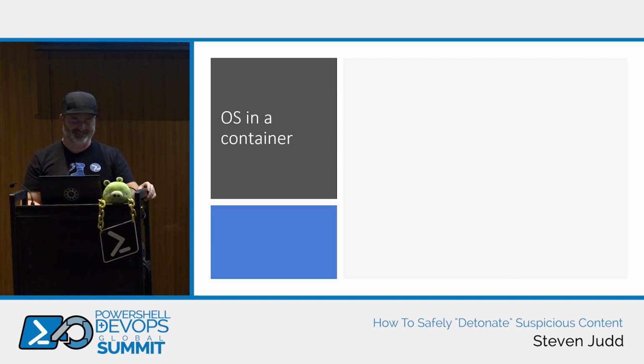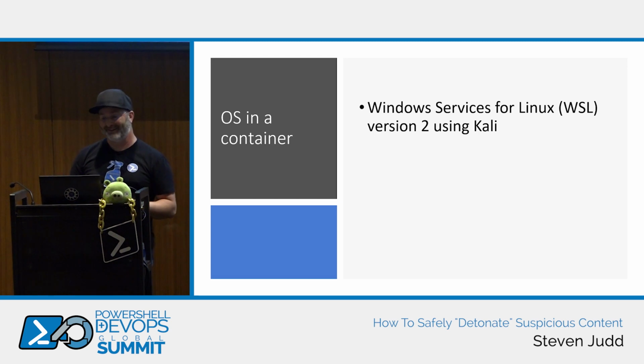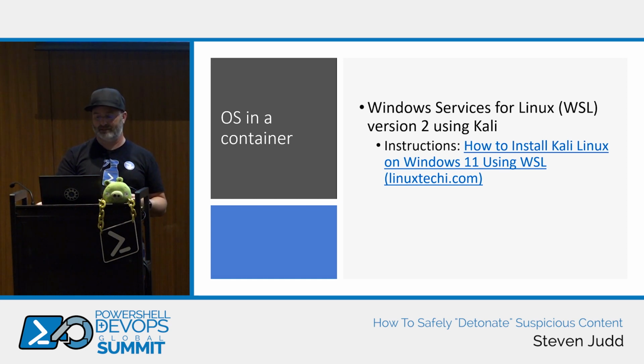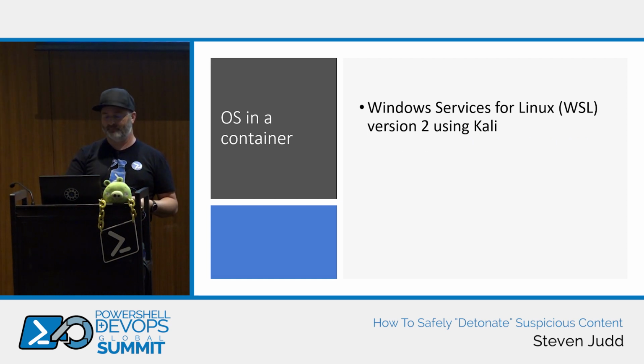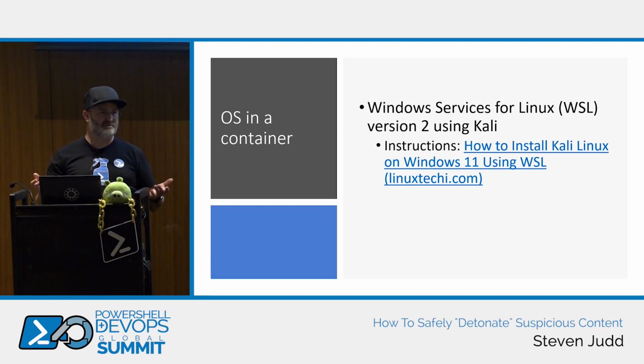All right, OS in a container. Windows Subsystem for Linux, version 2 using Kali. How many are familiar with Kali Linux? All right, it's a good one. Used by digital security people, lots of forensic tools already baked in. That's awesome. Here is how to install Kali Linux on Windows 11.